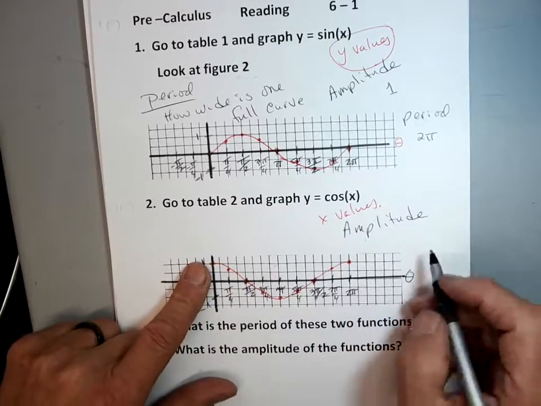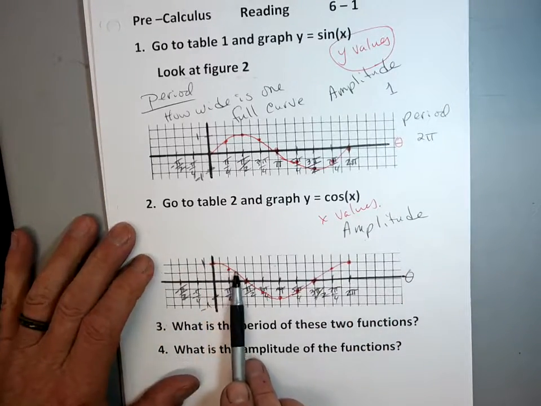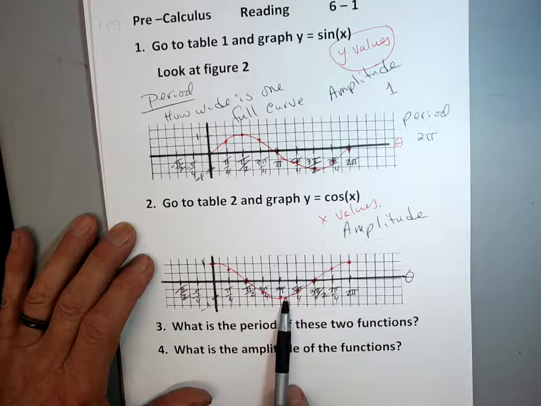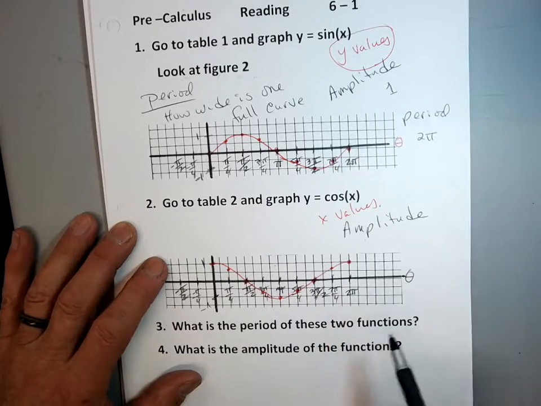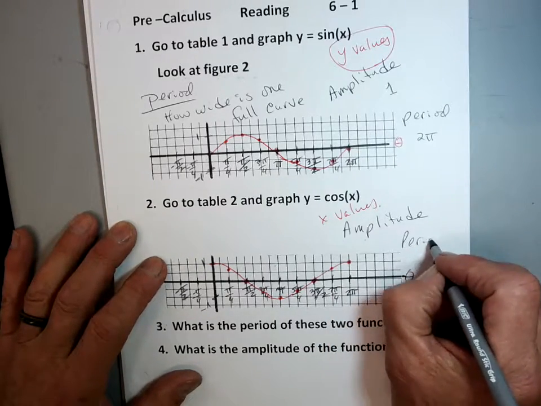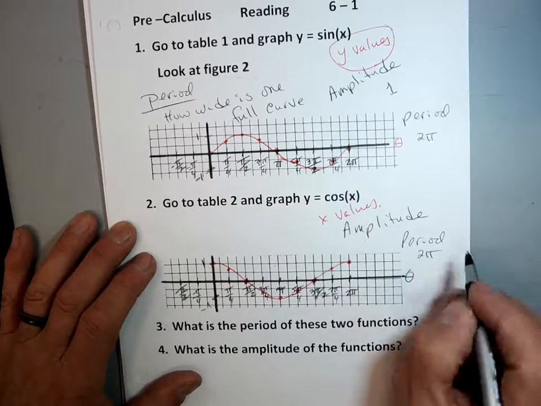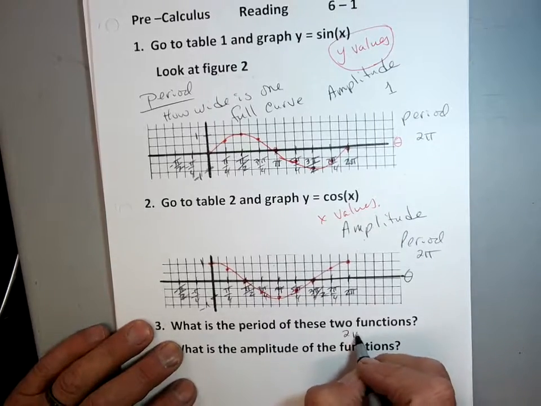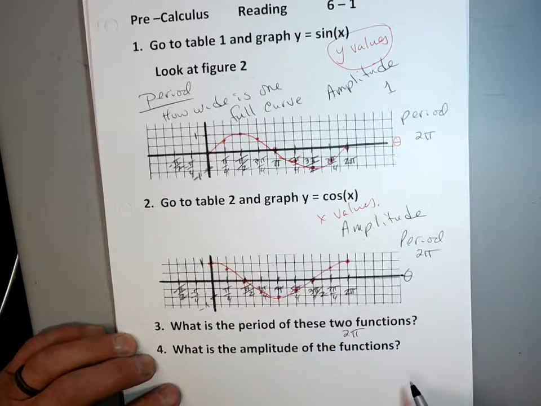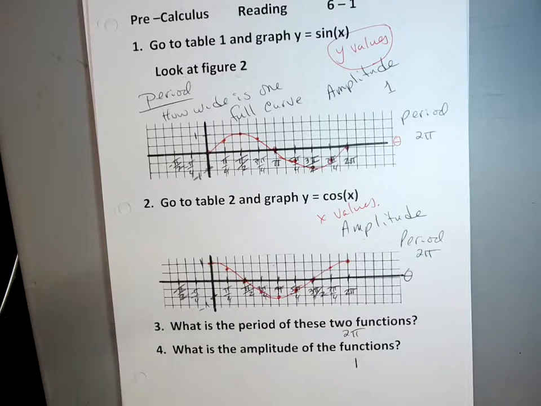The period of cosine is also 2 pi, because it starts up at 1, goes down, becomes negative at pi, comes back up, and then finally finishes back up at 1. So the period of this graph is also 2 pi. So what is the period of these two functions? 2 pi. And what is the amplitude of these two functions? It is 1.